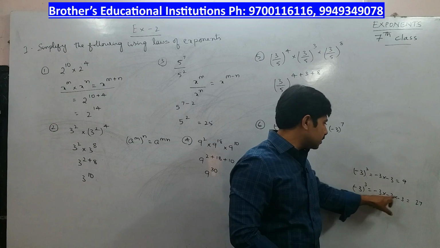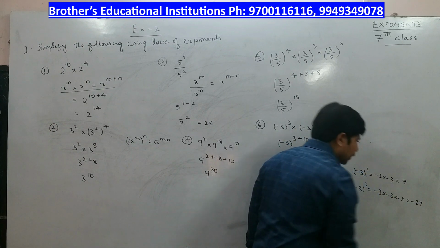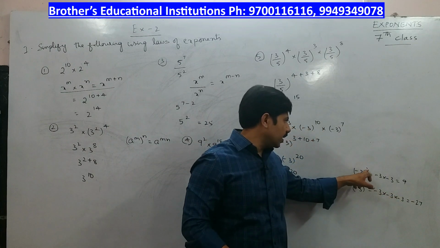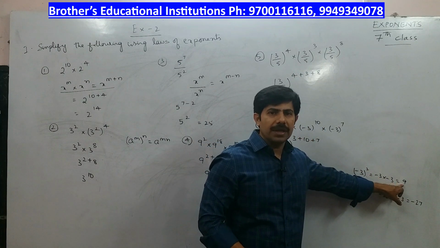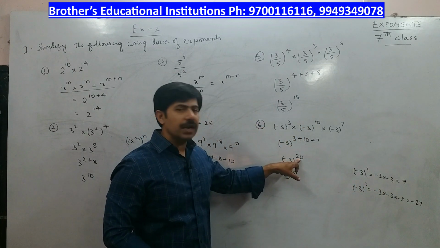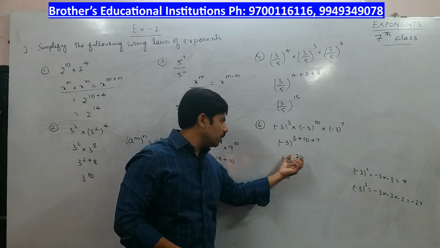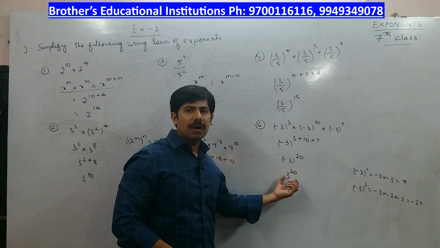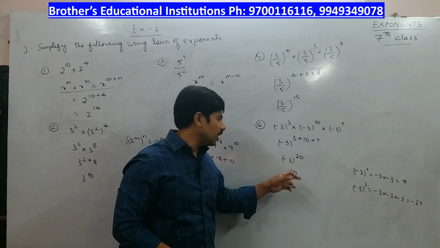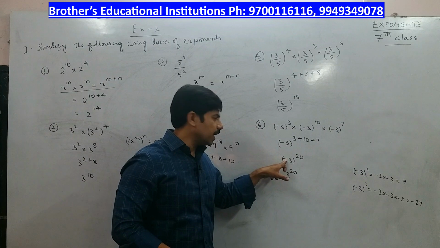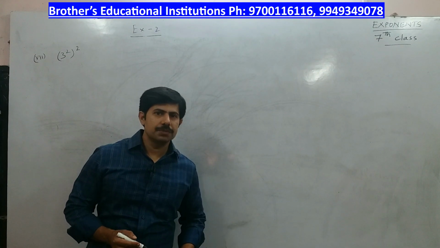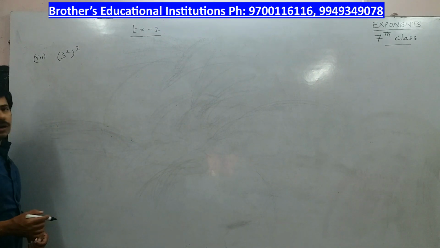Minus into minus plus, plus into minus, minus. So whenever we have odd power, we have a minus sign. Whenever we get an even power, we don't have a minus sign. So here minus 3 power 20, the 20 is clearly an even number. So the value of minus 3 power 20 is nothing but 3 power 20. Okay, so we can write minus 3 power 20 as 3 power 20. Whenever you have even number, you can neglect the minus sign.